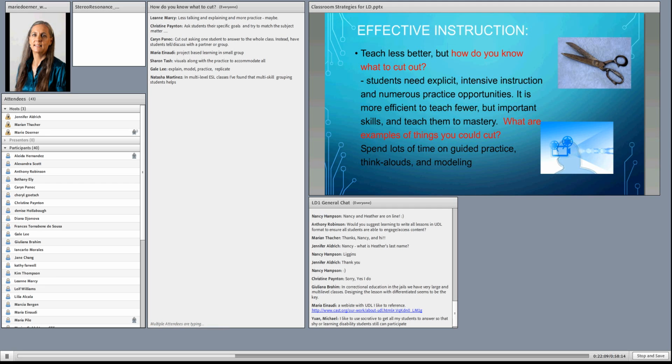And then Natasha's talking about grouping students. You can either group them at skill levels. So in my class, I have low, medium, and high-level math students. I don't call them that, but, or you could have groups that have different levels within the same classroom.